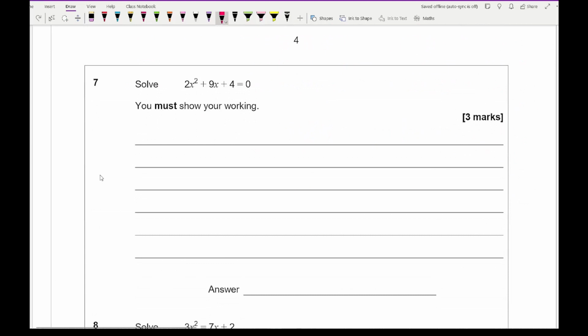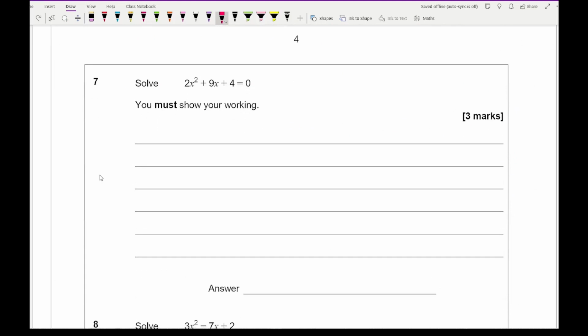Moving on to question 7, it says solve 2x squared plus 9x plus 4 equals 0, and you must show your working. So let's have a look at working this one out. Again, the fact that it doesn't mention any form of negative decimals generally implies to me that this can factorize. Now if this does factorize, and let me just double check that it does, yep. So let's have a look at factorizing.